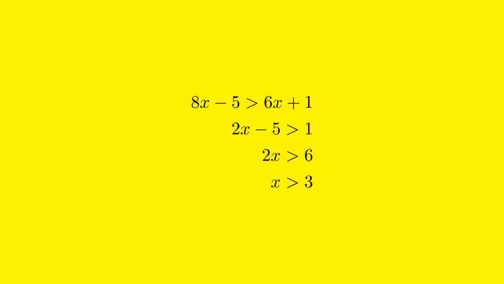In the next step, we aim to isolate x by getting rid of the negative 5 on the left side of the inequality. We do this by adding 5 to both sides of the inequality. Hence, 2x is greater than 1 plus 5, which is 6. Finally, to find the value of x, we divide both sides of the inequality by 2, leading to x is greater than 6 divided by 2, which is equal to 3. So after solving the inequality, we found that x is greater than 3. Thus, the correct answer is x greater than 3.